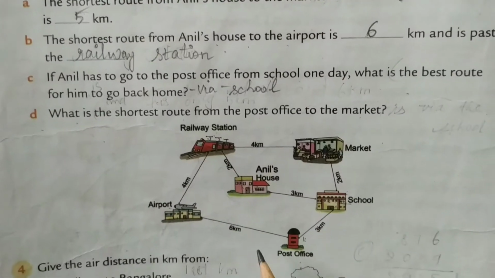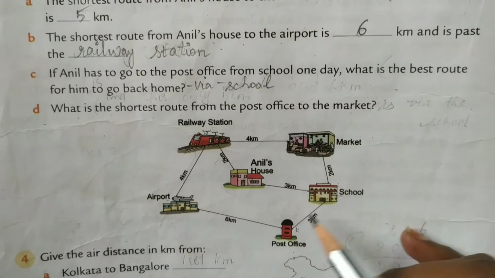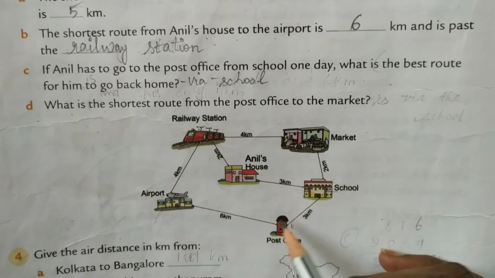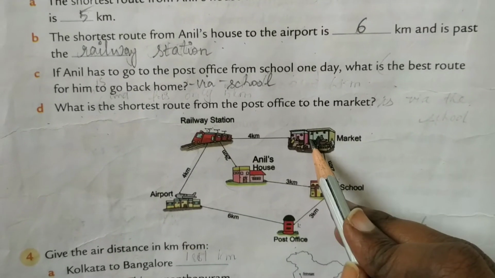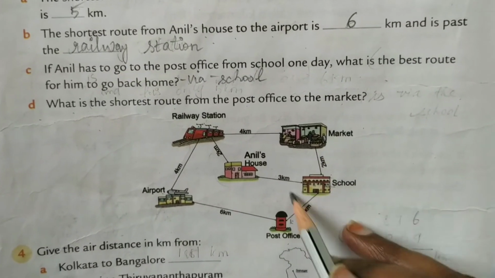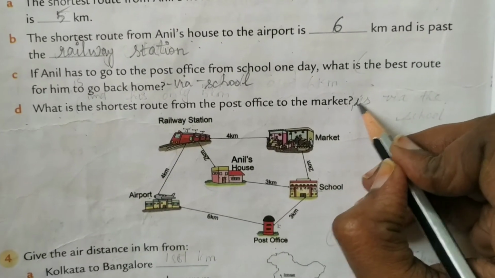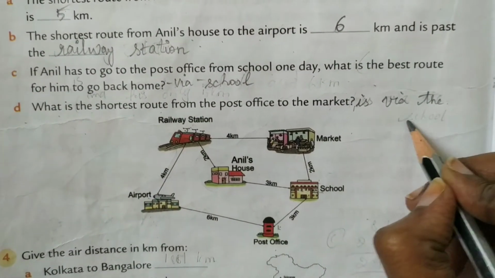The D question is: what is the shortest route from the post office to the market? Okay, so from the post office to the market, which is the shortest route? By seeing it itself we can say this is the smallest route. Or else he has to go like this, then like this, then like this. Okay, so this is the shortest route for him. So where he has to go in between is via the school, right?